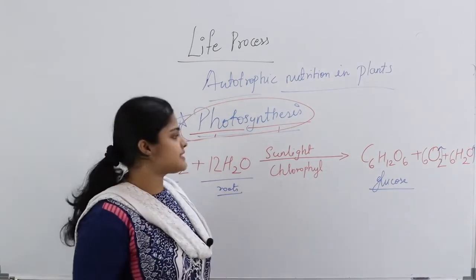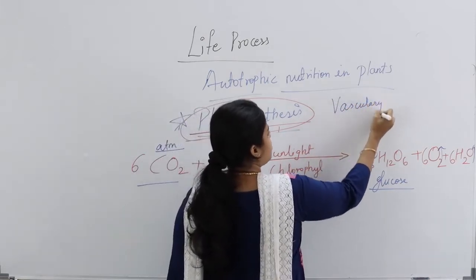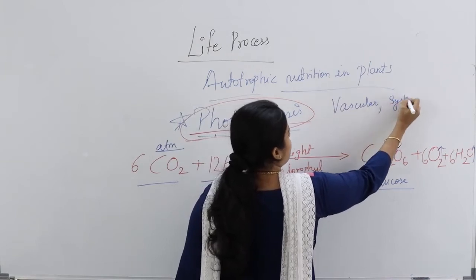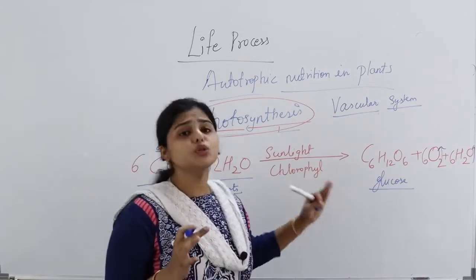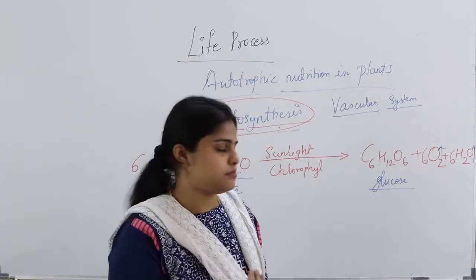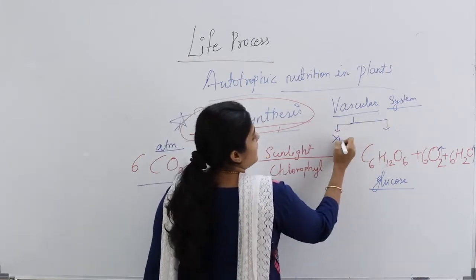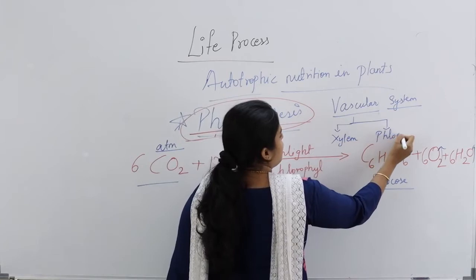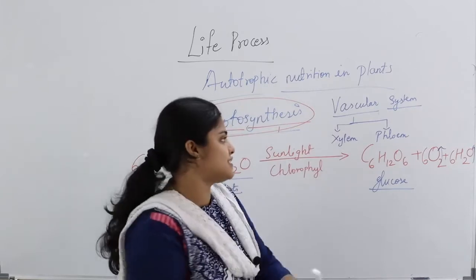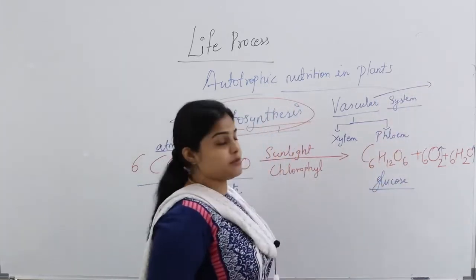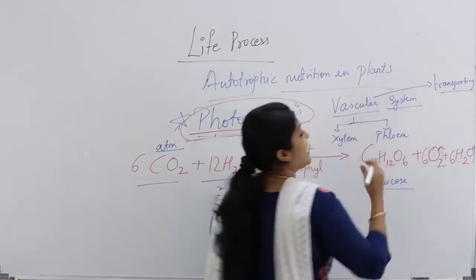Okay, there is one concept connected with this, that is the vascular system. What is the vascular system? In plants you have two different kinds of vascular system. If you all remember, students, first is xylem, second is phloem. When I talk about the vascular system, they are very important transporting organs, meaning they help in transporting.